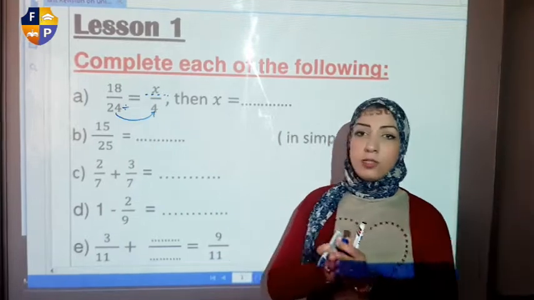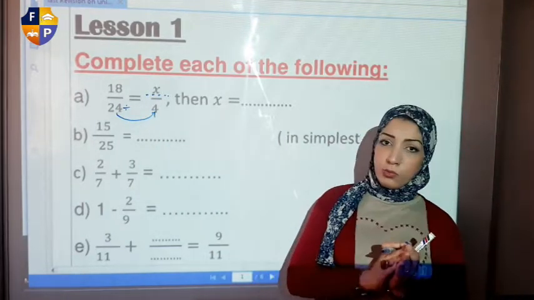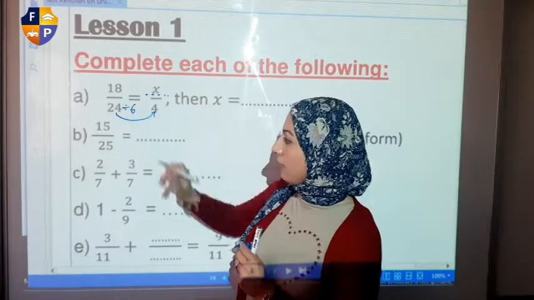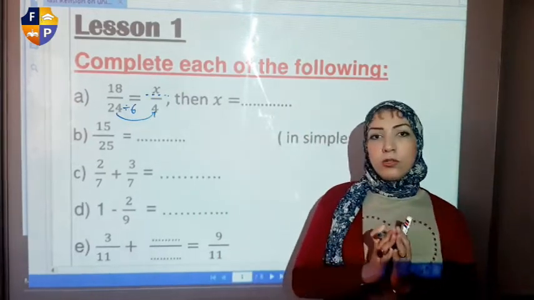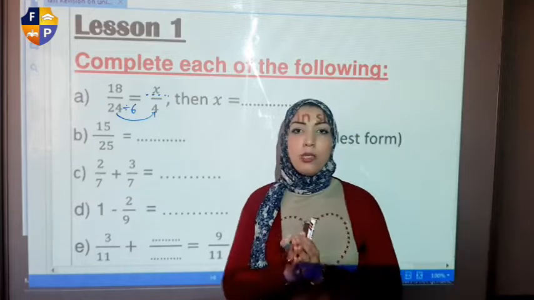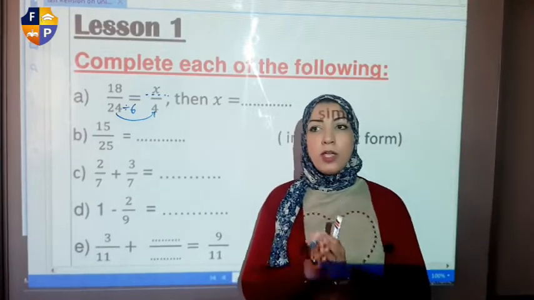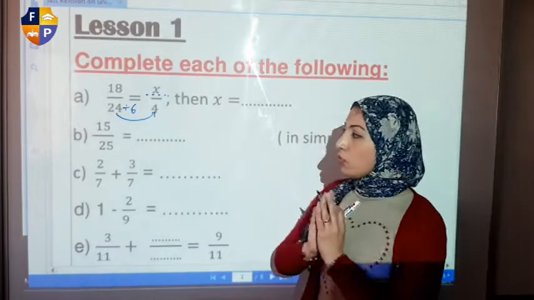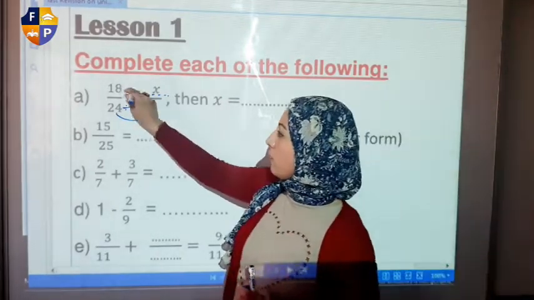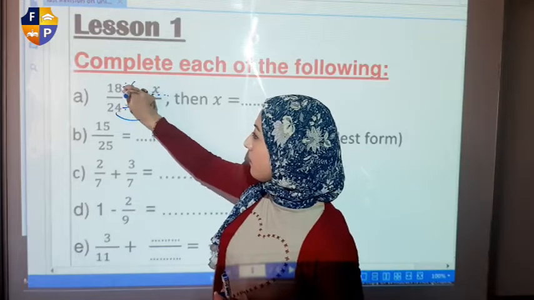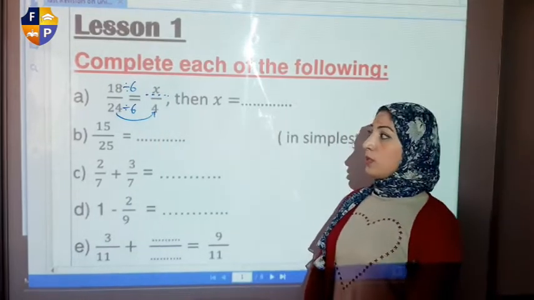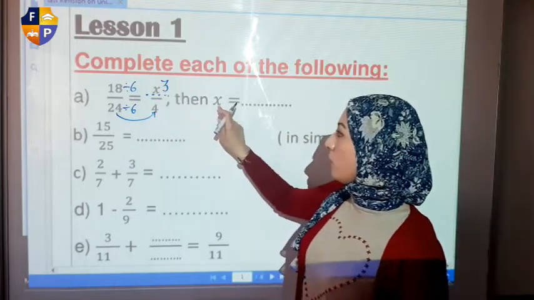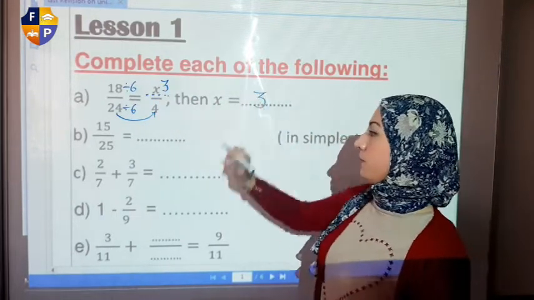Here we search in the table 4. 4 times what equals 24? 4 times 6. So 24 divided by 6 equals 4. And all of you know that if we do any operation in the denominator, you have to do the same operation in the numerator. So we will divide the numerator by 6. 18 divided by 6 equals 3. So the value of x equals 3.